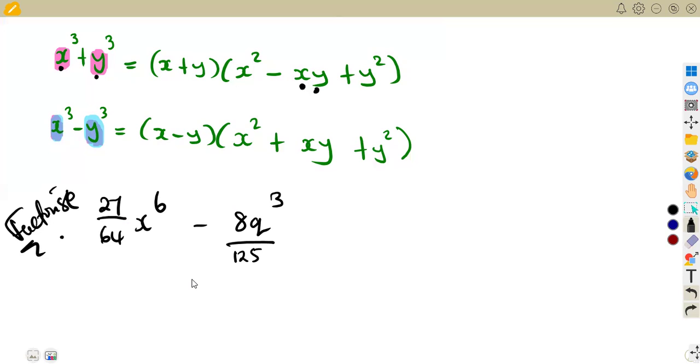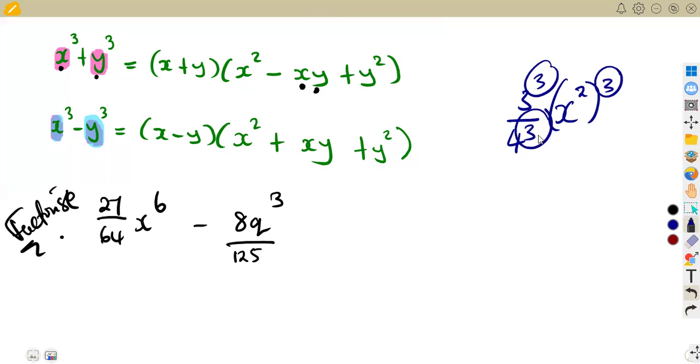Remember the concept. We are supposed to have our numbers raised to the exponent of 3 to see the cube part. So 27 is 3 to the exponent of 3, 64 is 4 to the exponent of 3. What about x to the exponent of 6? How can we write it as x to the exponent of 3? It will be x to the exponent of 2, all to the exponent of 3.